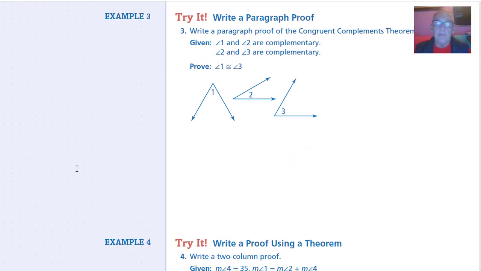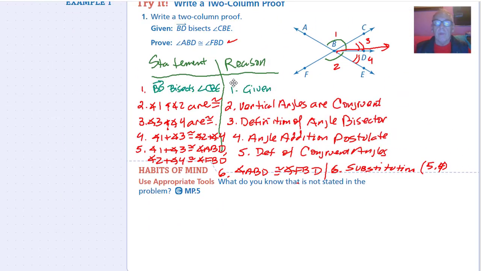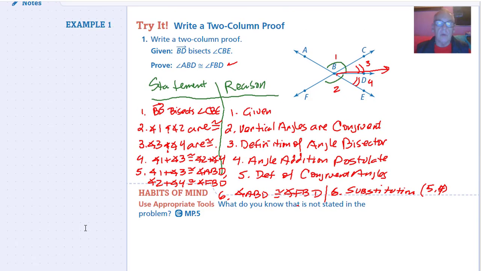Here they want us to write a paragraph proof. If we go back to the other proof that we just did, for example 1, we want to basically get these out in sentence form with 3 or 4 sentences that summarize the reasoning going from this being a bisector, which makes equal angles, along with these equal angles, and them adding together to be equal angles, which does the proof for us. We want to do that in sentence form or in a paragraph. So let's see what we can do with this one.